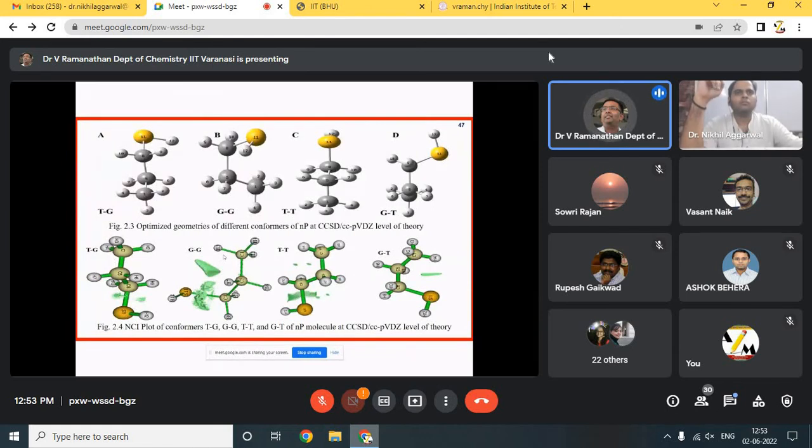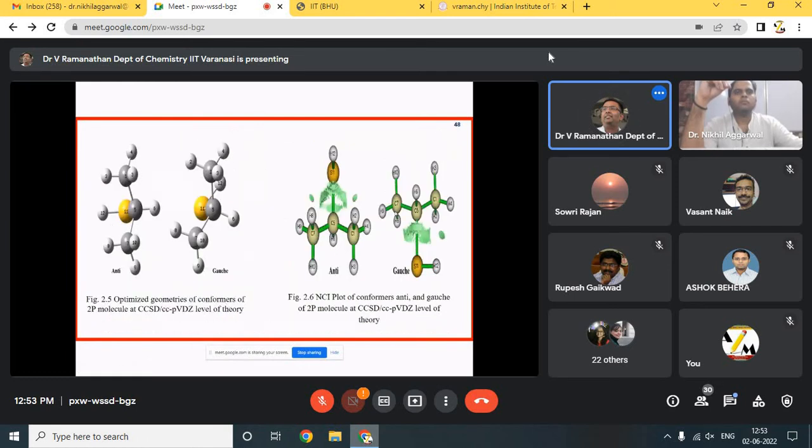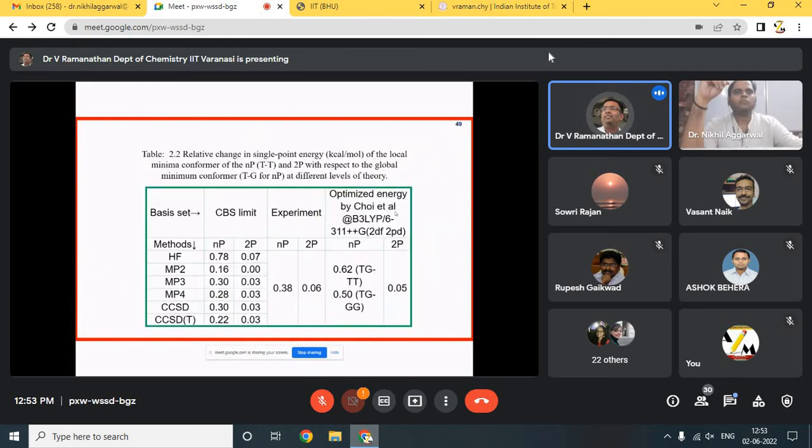And this is the NCI plot for the optimized geometries done at coupled cluster, single, double, using Dunning's basis set for all the four minimum energy conformers that we obtained. The minimum energy conformers are TG, GG, TT, and GT. This is similarly for the isopropane thiol molecule.